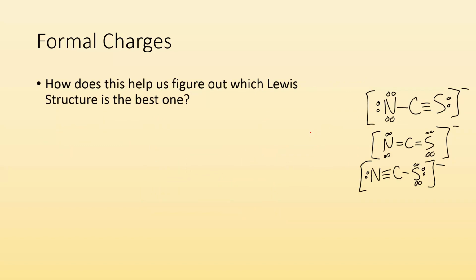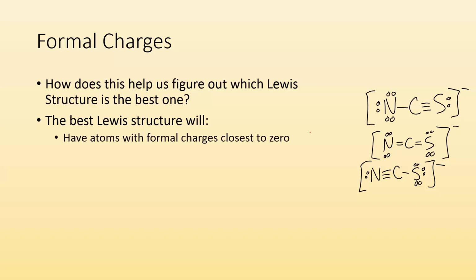So how does this help us figure out Lewis structures and which one's the best one? You told me I'd call on formal charges to answer that, and so far I don't see how that's helped. Well, here's how. The best Lewis structure will have atoms with formal charges closest to 0. So if you have an option where everything has a formal charge of not 0 and another Lewis structure where they're all 0, you go with the one that's all 0.